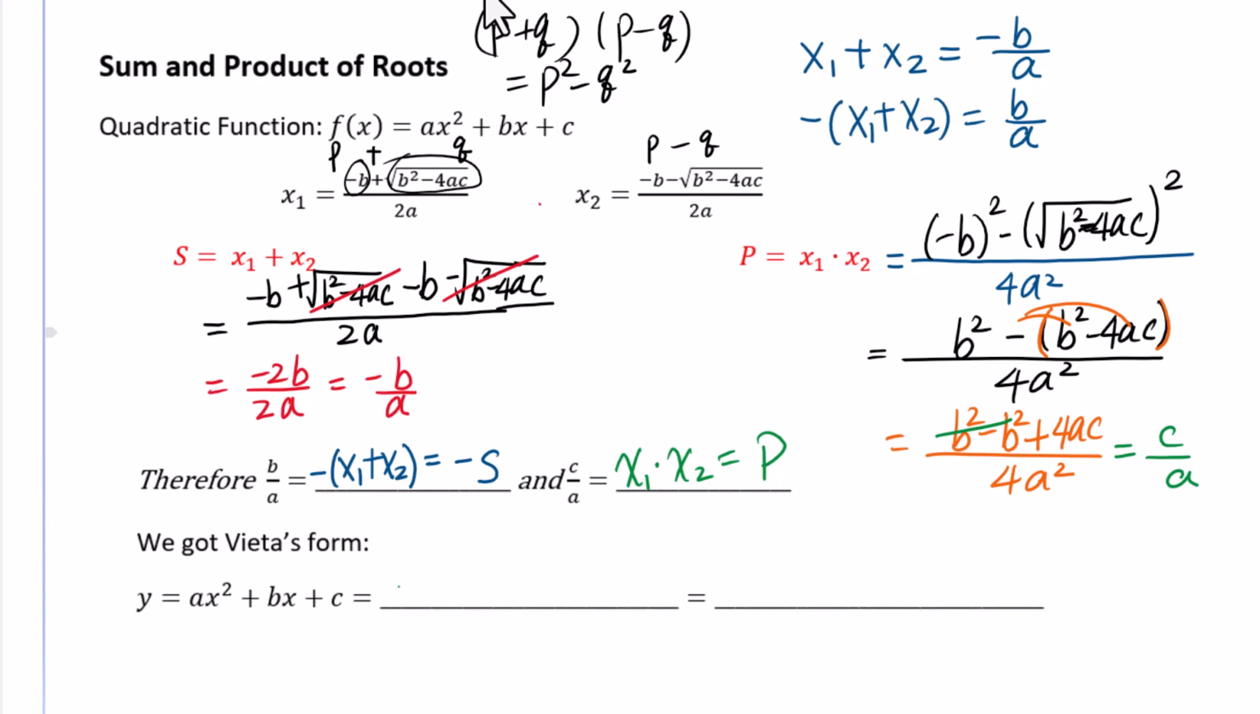In this way, we got Vieta's form of a quadratic function. First of all, we will take a out. a times x squared plus b over a x plus c over a. b over a is negative s, c over a is p. We call this Vieta's form of a quadratic function.